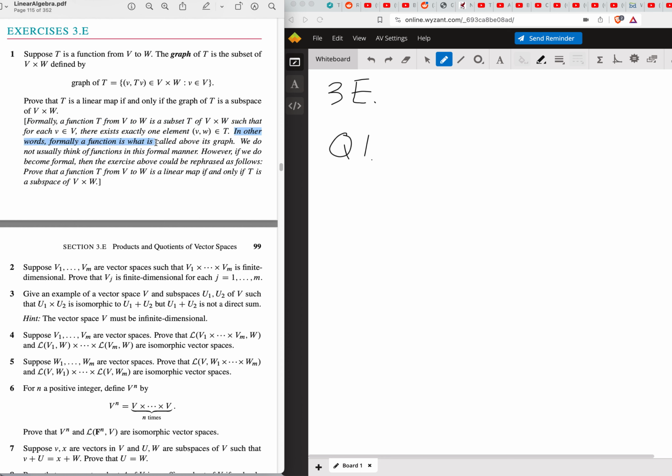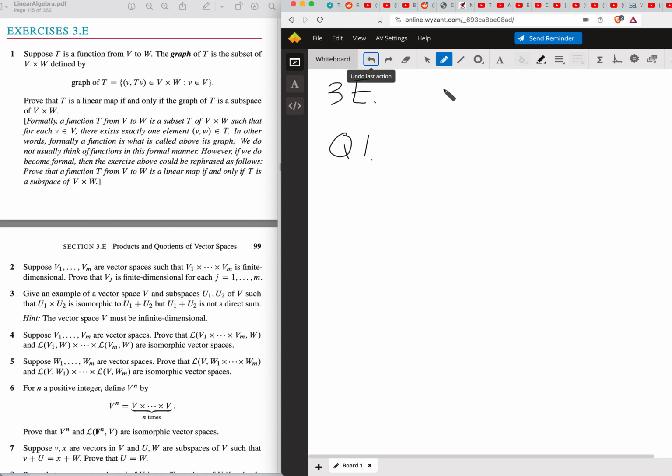And then in other words, formally a function is what is called above its graph. We don't usually think of functions in this formal manner. However, if we do become formal, then the exercise can become rephrased as follows. Prove a function T from V to W is a linear map if and only if its graph is a subspace. Okay, I mean, I don't see the difference. Maybe I'm not seeing this clearly. I feel like the explanation said very similar things. There may be some subtleties I just completely missed.